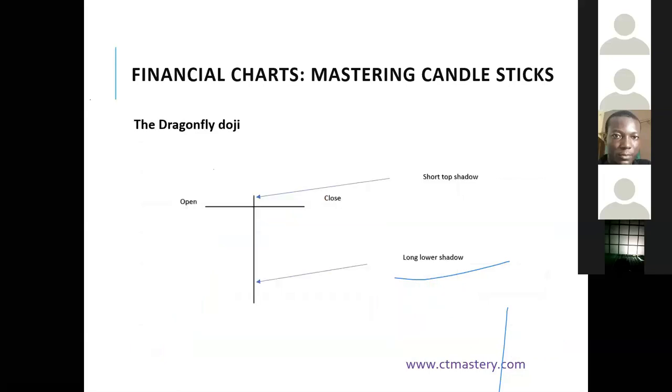The next one I want to talk about is the dragonfly. Yeah, it looks like a dragonfly. It's a dragonfly doji because it's the same thing. The opening price and the closing price are the same, but this one has a longer tail and a short shadow, or like some people call it, a small nose. The dragonfly shows that there's a strong buying pressure.